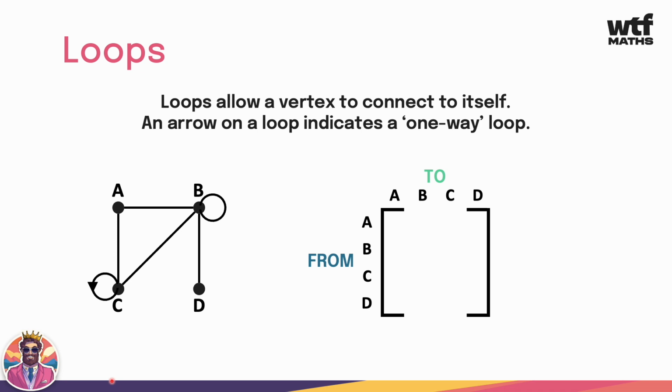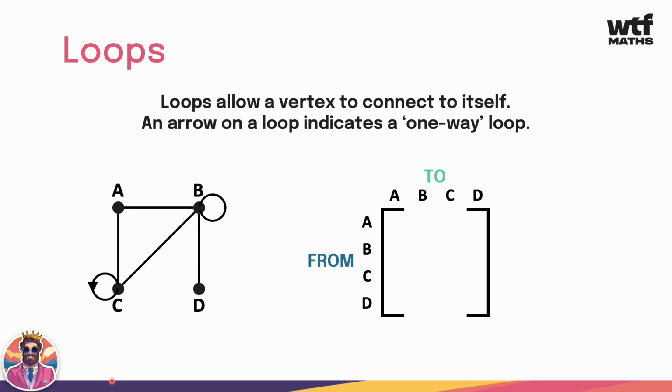So normally in all the past examples we looked at, you can't go from like A to A, B to B, because you have to step off it. But loops allow you to connect to yourself. Maybe this is like a roundabout or a specific like scenic route on a road that takes you all the way back to where you were.